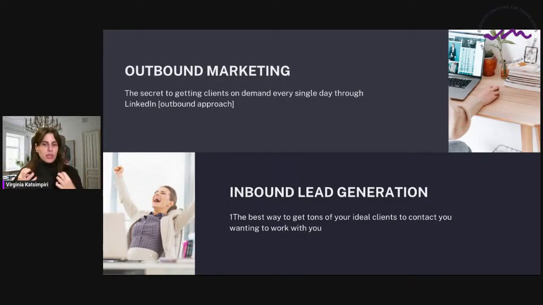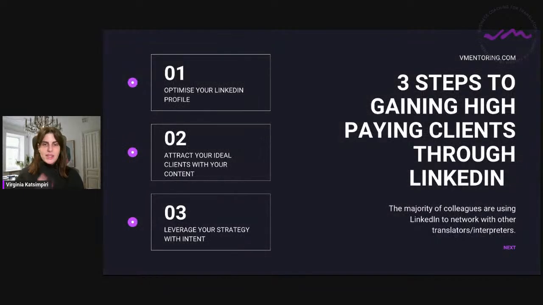And inbound marketing is the best way to get tons of your ideal clients to contact you. They found you either through the results, where you rank when they're looking for someone like you, or by LinkedIn boosting your profile to their homepage, and they end up visiting your profile. This is not by chance. Technically speaking, you have used the right way to create your LinkedIn profile so as to get those results.